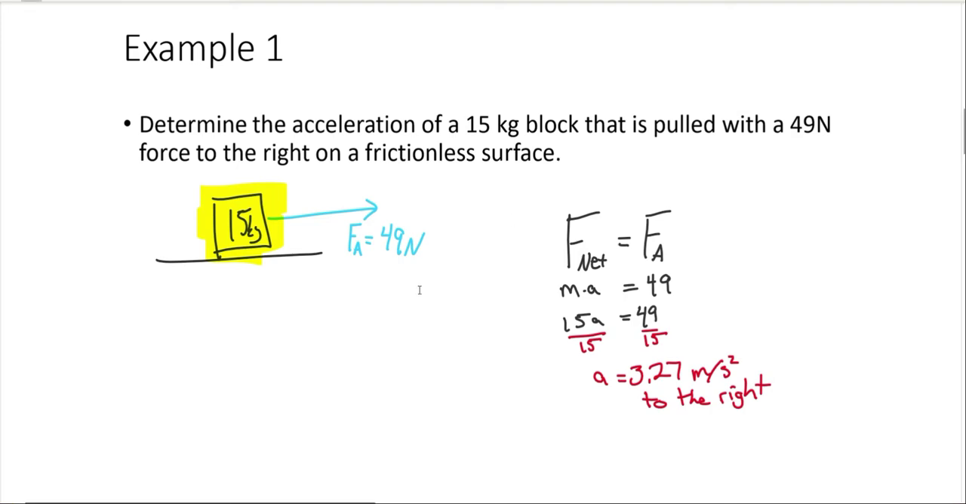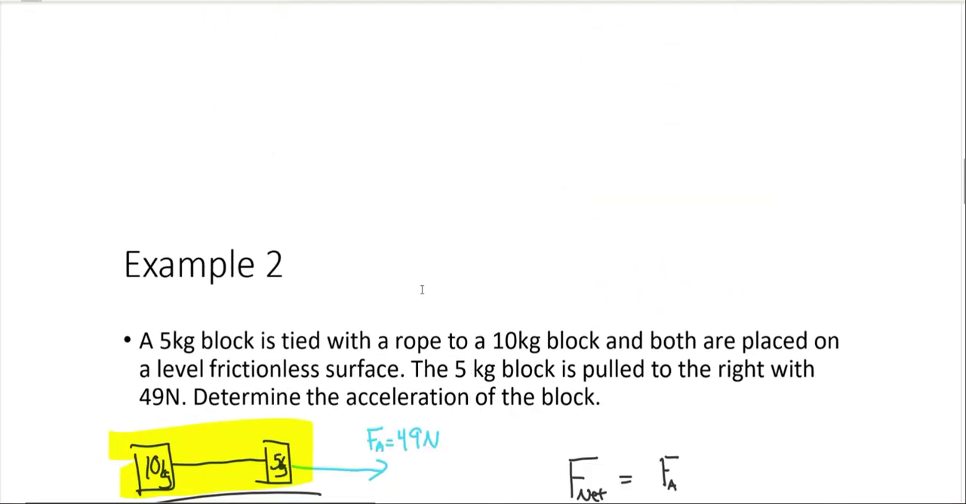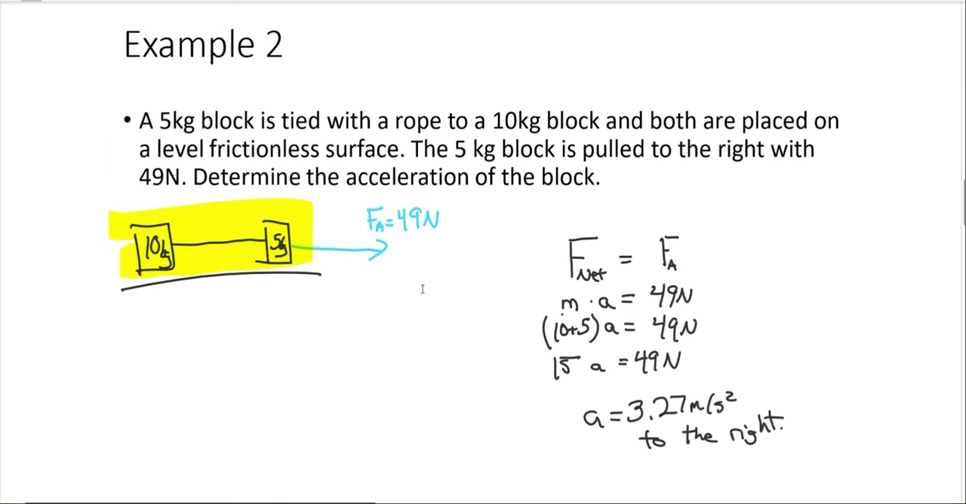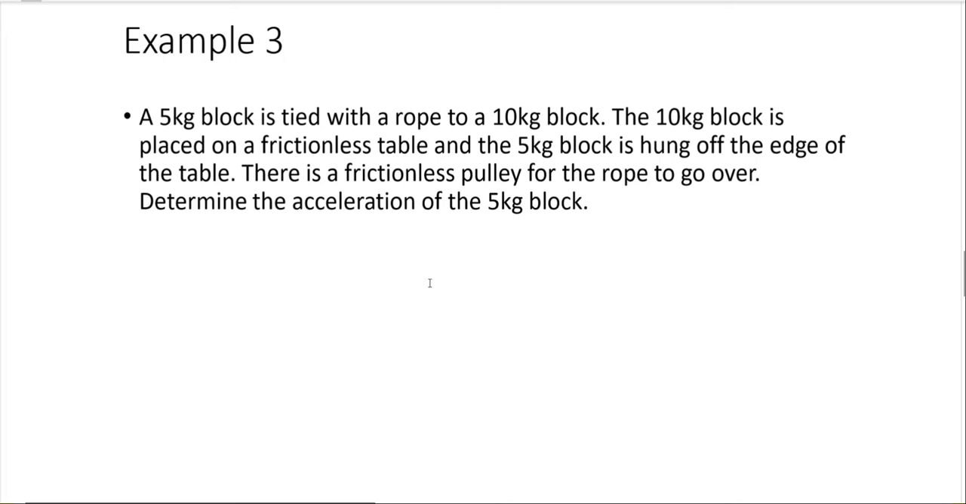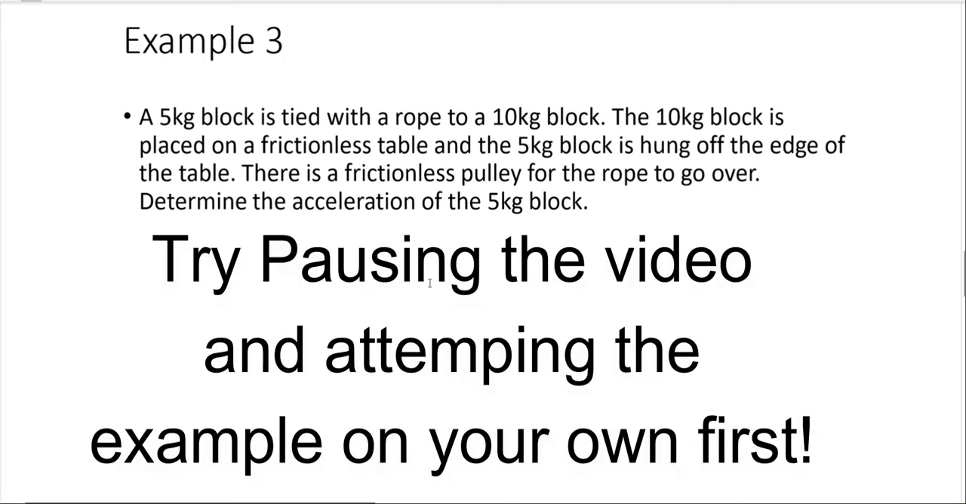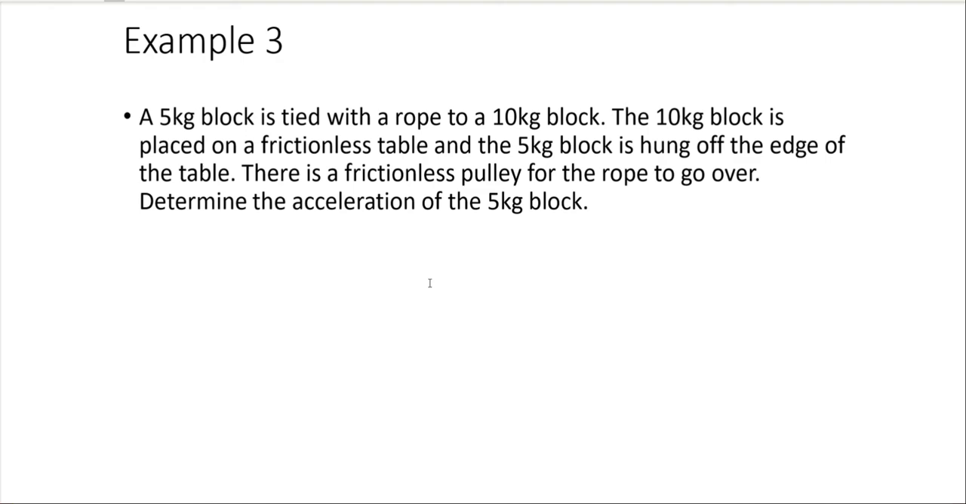We can make this a little more interesting by making them connected masses, but now we're going to change the way that they are sitting on the table. Let's take a look at example 3. We have a 5 kilogram block that's tied to a rope to a 10 kilogram block, and the 10 kilogram block is placed on a table, and a 5 kilogram block is hung off the edge of the table, and there's a frictionless pulley. Well, this is very different.